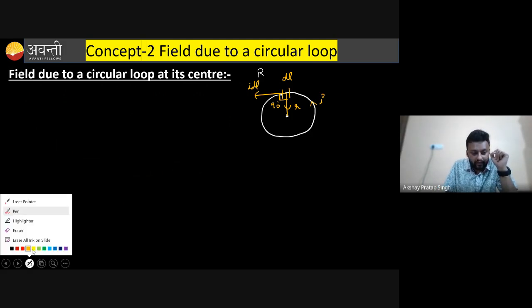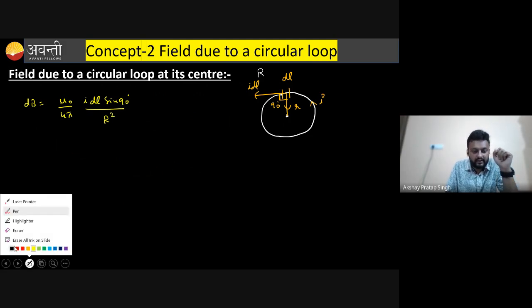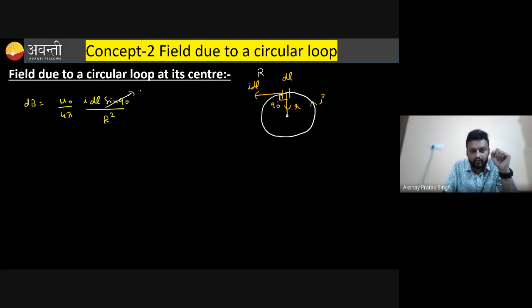So the magnetic field dB is equal to mu naught over 4 pi, I dL sine 90, over R square. What is this distance R? This is the radius, so this is R square. Sir, what is the value of sine 90? Sine 90 has a value of 1. Clear? So dB is equal to mu naught over 4 pi, I dL by R square. Now, this is the magnetic field.